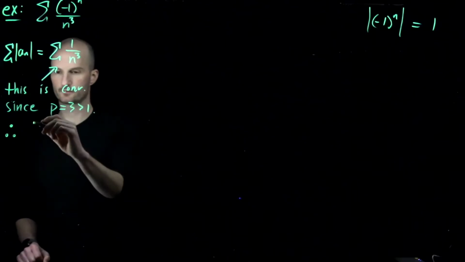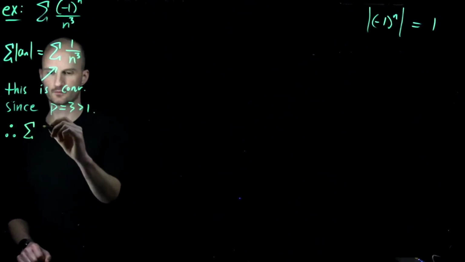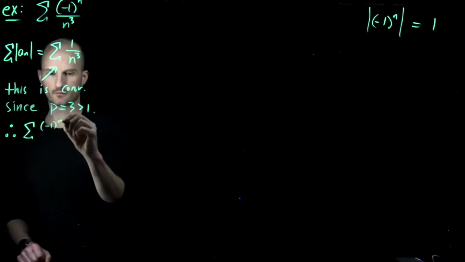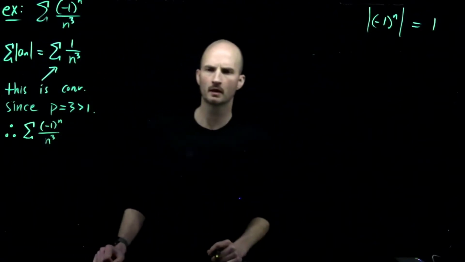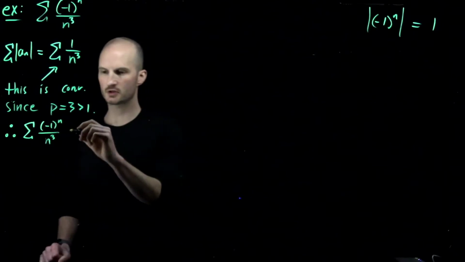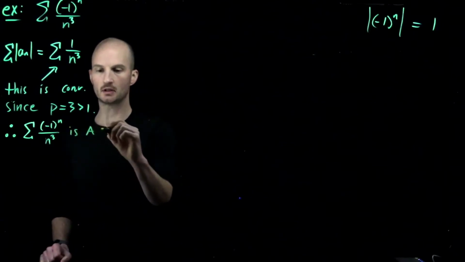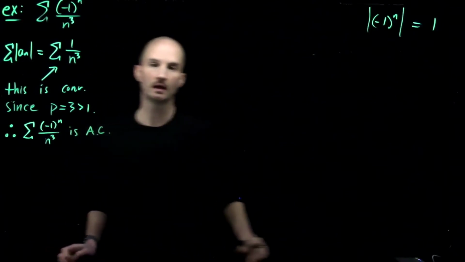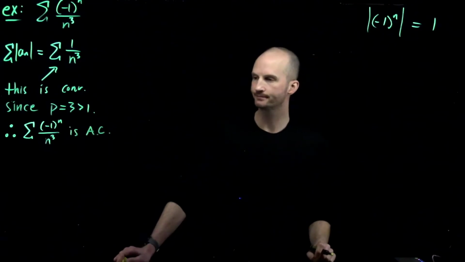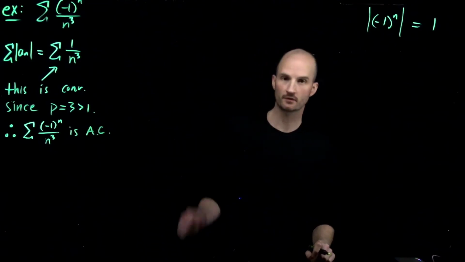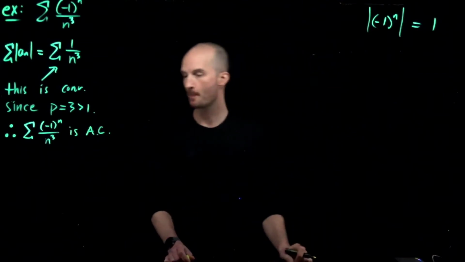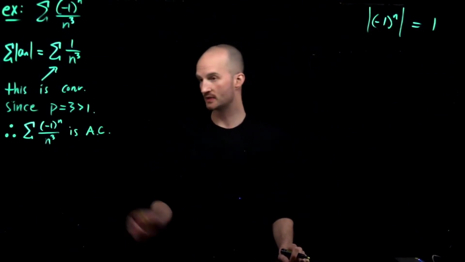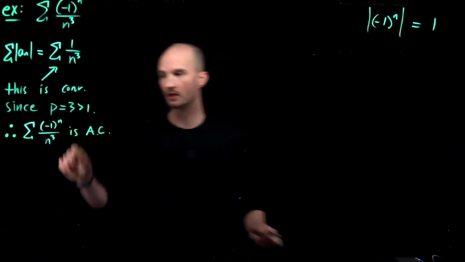Therefore, the original series is absolutely convergent, AC. So again, AC stands for absolutely convergent. And if a series is absolutely convergent, it is necessarily convergent.